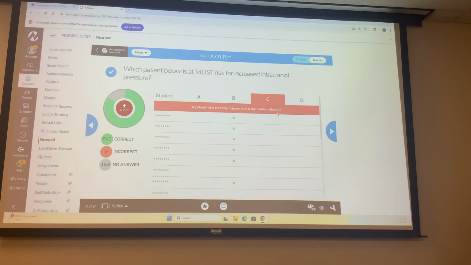This is my MI, that's not great, but it has nothing to do with your brain, right? And then post-op from an eye surgery, sure, down the line, this could be something you need to look at. But again, we're looking at most at risk. And that's someone that comes in with a traumatic brain injury, okay?